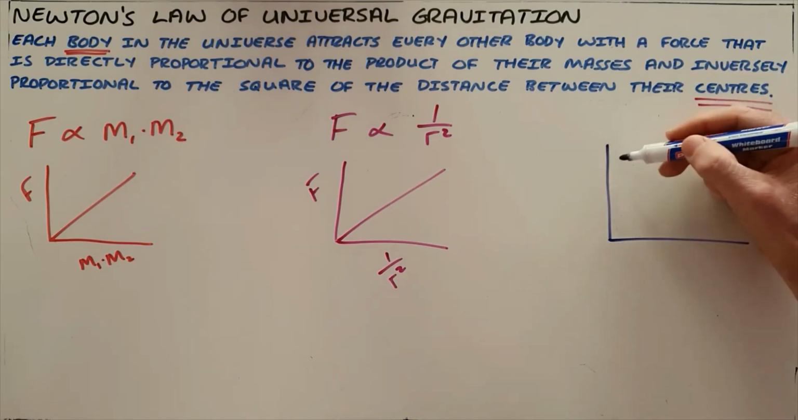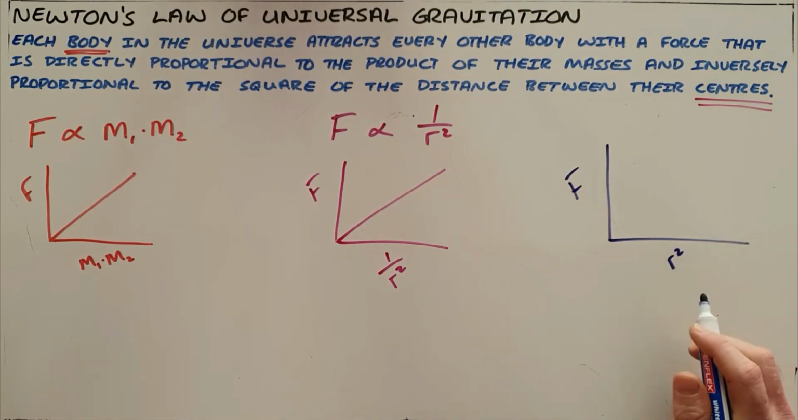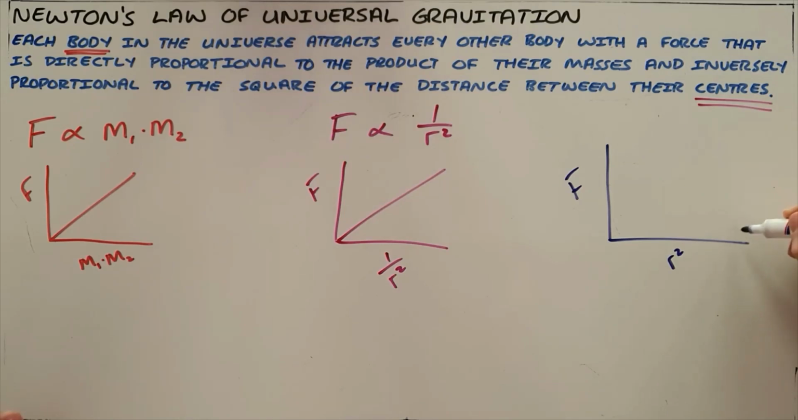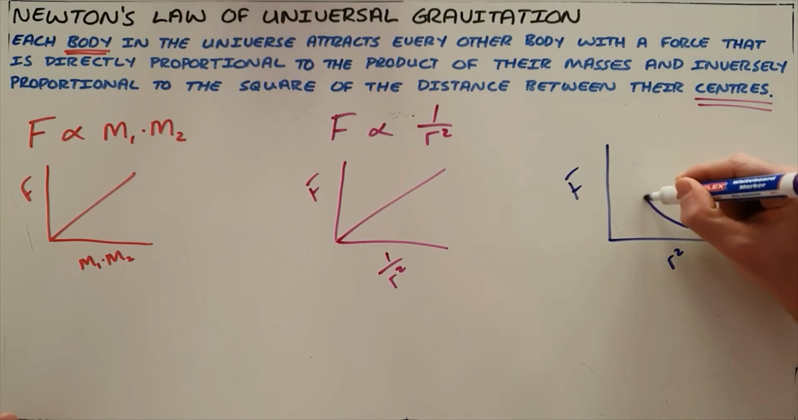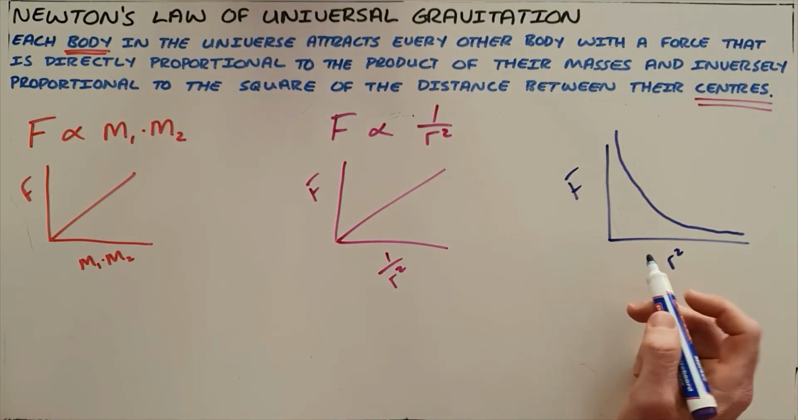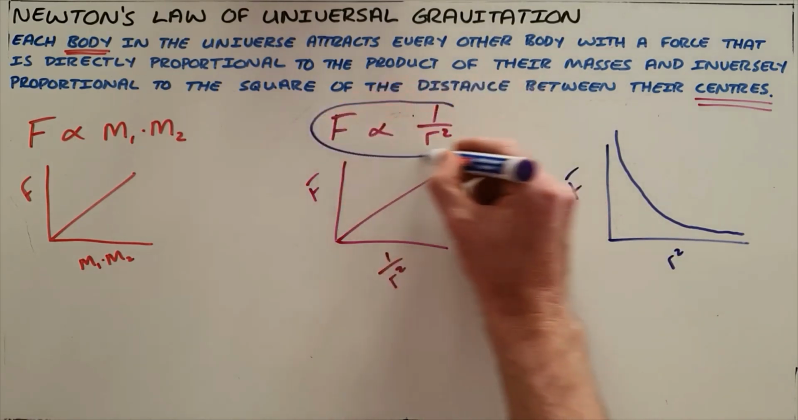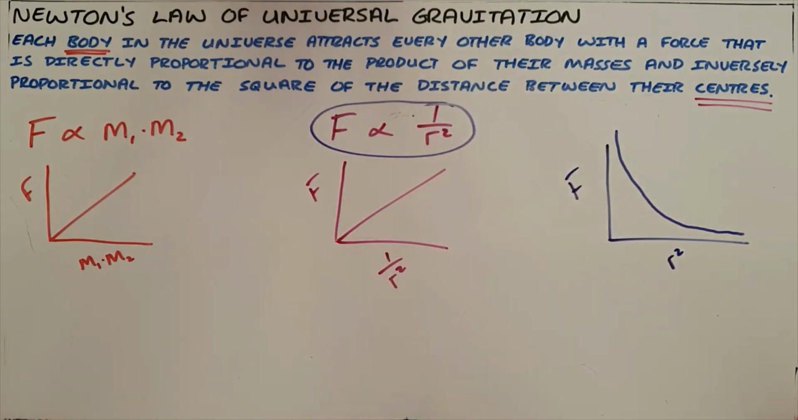And so we show that with a graph of force versus distance between them squared, and this shows us that when the two objects are very far apart, the force is very small, and as the objects get closer together, the force increases. And so these two graphs are very important. This over here is referred to as the inverse square law.